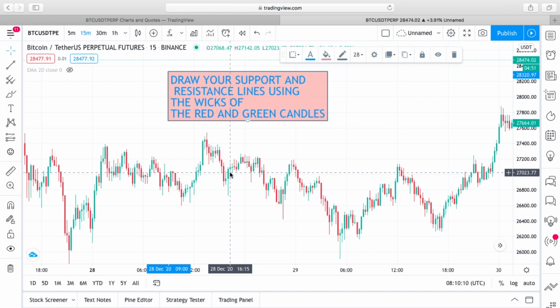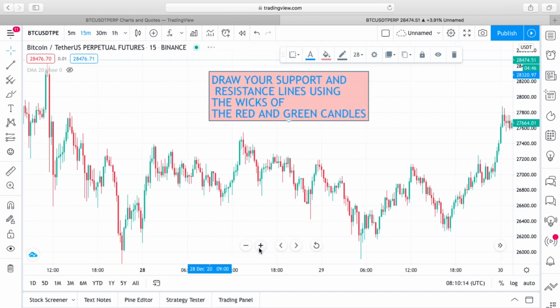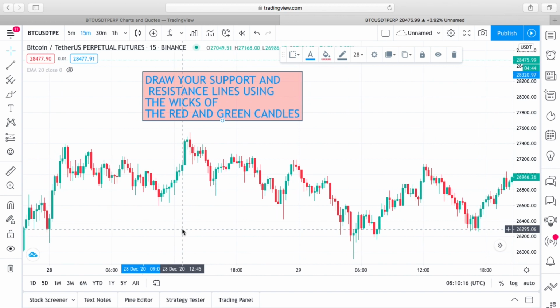So you try to zoom out. So yeah, I'm not going to zoom out so you can all see this. I'm going to zoom in so you can all see this. And make sure before you try to draw a support and resistance line, make sure you can locate an area of support first before you draw it. Before you draw a support and a resistance, it's very important that you check this.